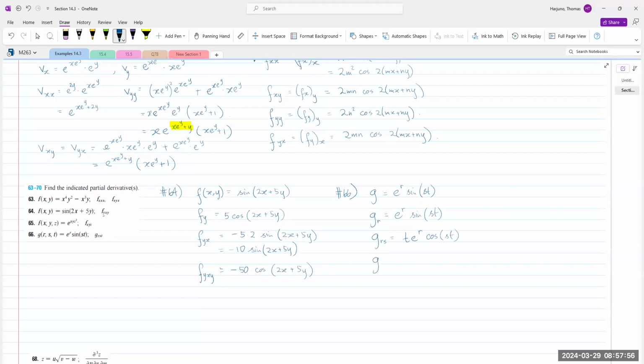And then with respect to r, then s, and then t, I need to do the product rule now: e to the r cosine st minus st e to the r sine st. I think I can just stop there. The only common factor is e to the r.